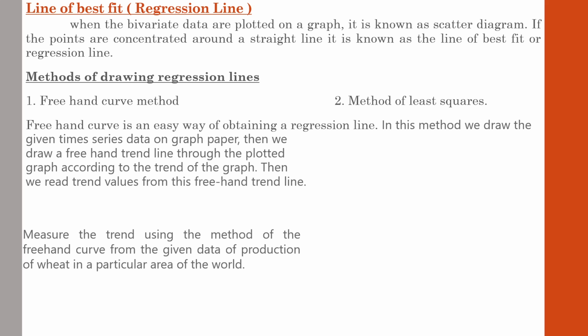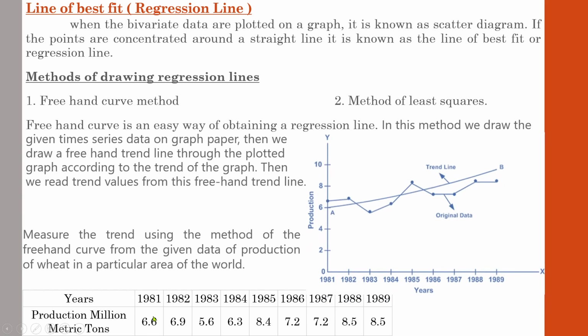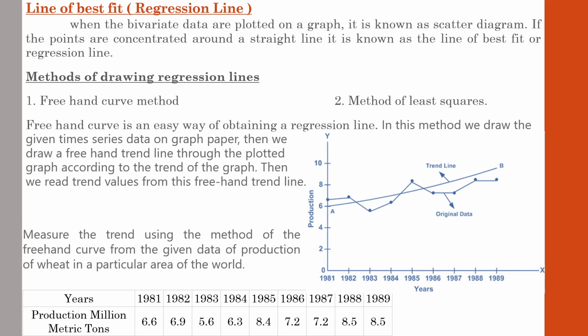Right now we are going to measure the trend using the method of the freehand curve from the given data of production of wheat in a particular area of the world, and the details regarding the production of wheat in a particular part of the world along with its time and the tons. So let us draw the same in a graph. See, by plotting the same points in the graph, you got a line like this. See, the line consisting of dots is represented here. This line is drawn according to the details given in the table.